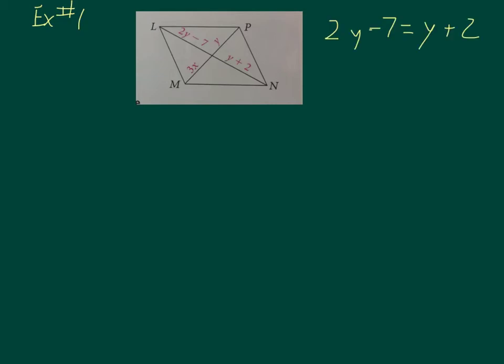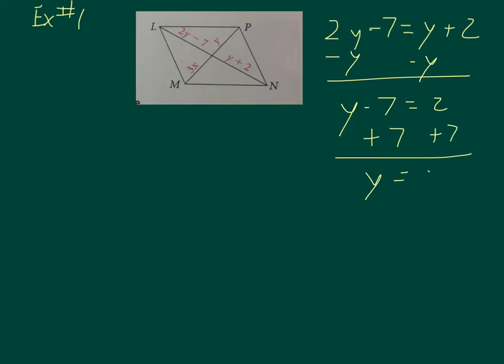To get y, you're going to set 2y minus 7 equal to y plus 2. So the first thing you're going to do is subtract the y from both sides, and you'll get y minus 7 equals 2. Then you're going to add 7 to both sides, and so y equals 9.